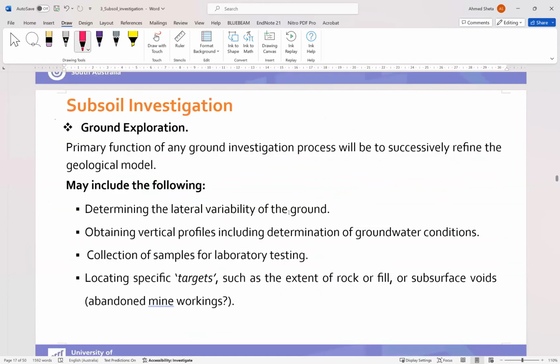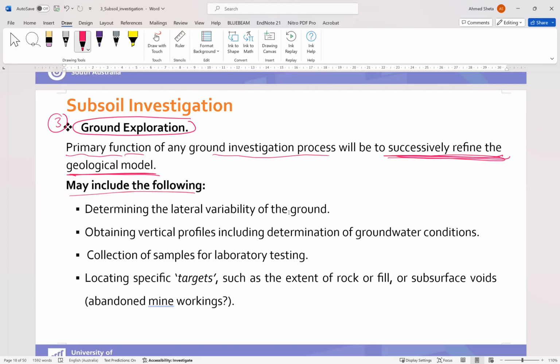So this is the main step in the subsoil investigation, which is ground exploration. We need to explore the site technically, get the samples and test them to finalize the subsoil investigation. In this ground exploration, our primary function is to successfully refine the geological model of this soil.